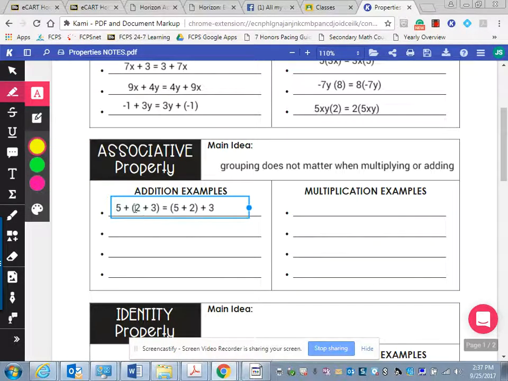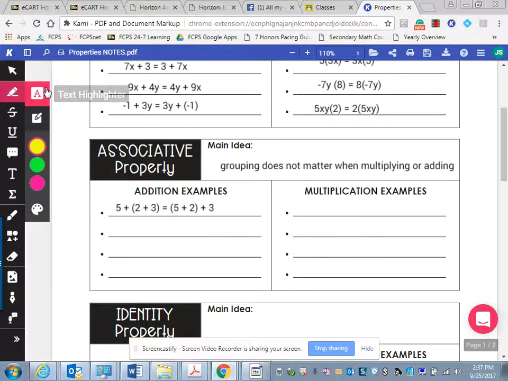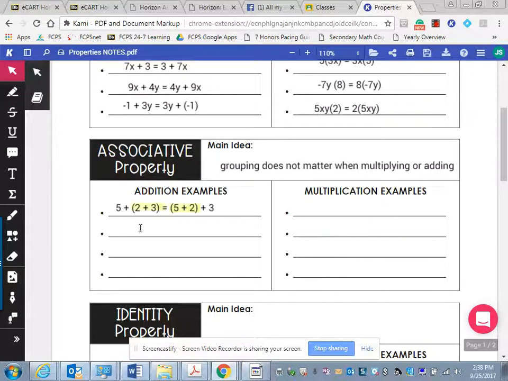What is happening? Over here we have 2 plus 3 in parentheses. Over here, we have 5 plus 2 in parentheses. So you got to make sure you pay attention to that. All we did is regroup them. The order did not change. If you look, we have 5, 2, 3, 5, 2, 3. The only thing that changed is the regrouping. And both of these will be the exact same answer.